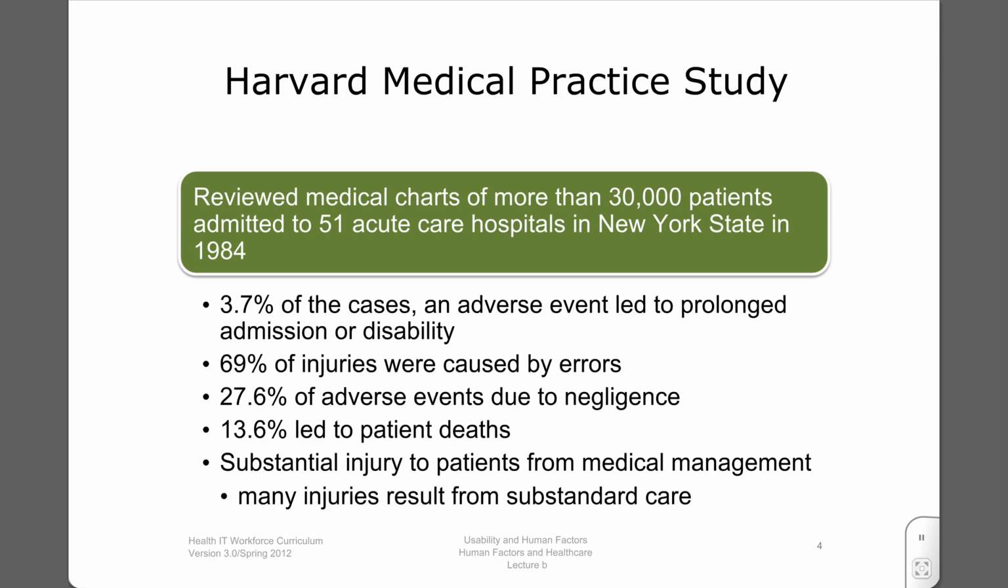The Harvard Medical Practice Study was published several years prior to the Institute of Medicine (IOM) report and was a landmark study at the time. Based on an extensive review of patient charts in New York State, they were able to determine that an adverse event occurred in almost 4% of the cases. An adverse event refers to any unfavorable change in health or side effect that occurs in a patient who is receiving the treatment. They further determined that almost 70% of these adverse events were caused by errors, and more than a quarter were due to negligence.